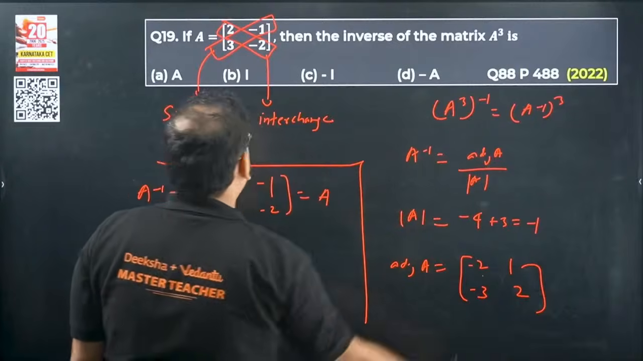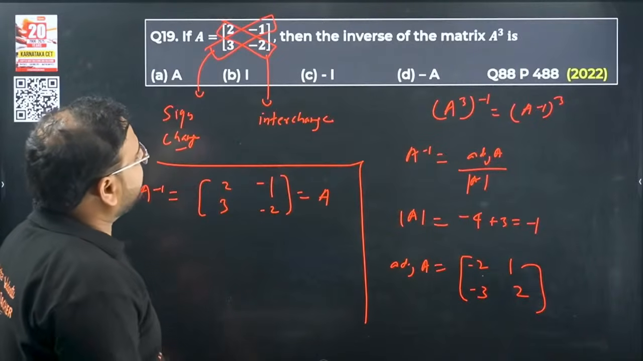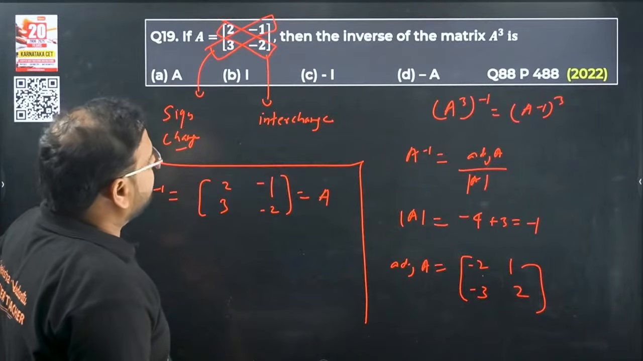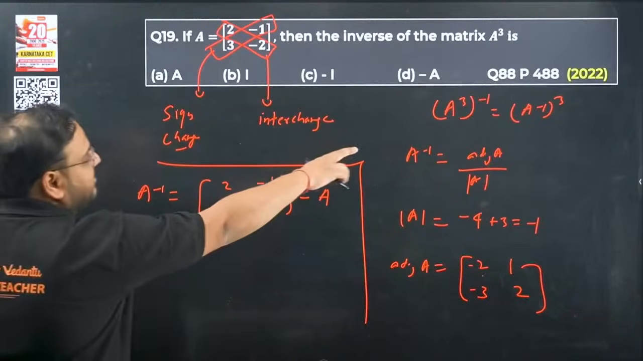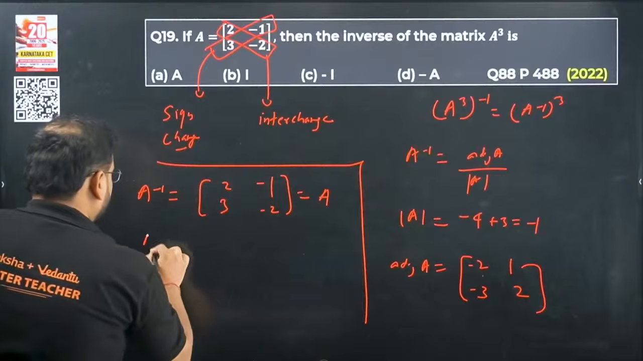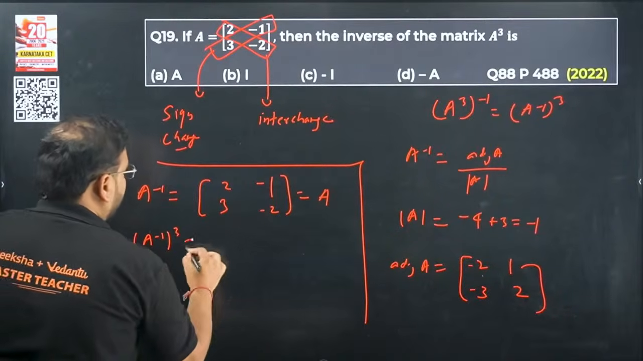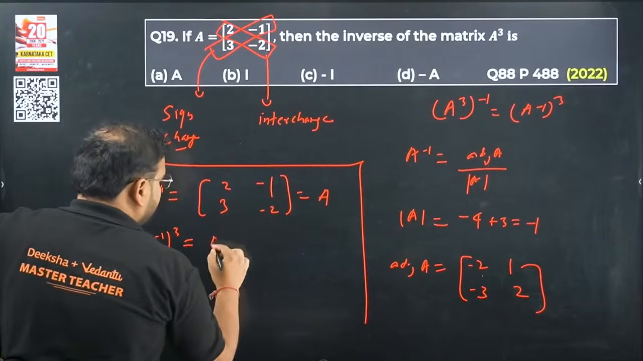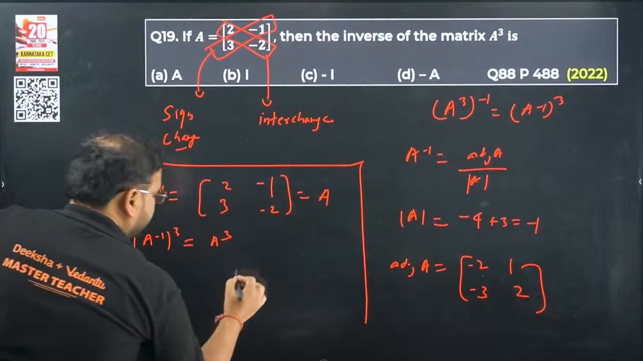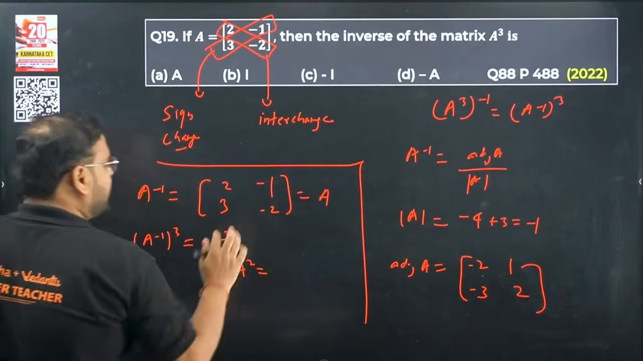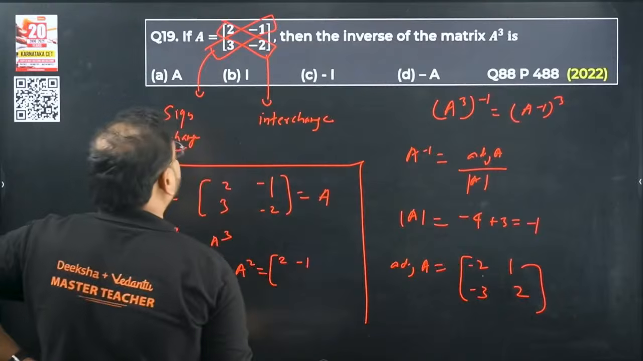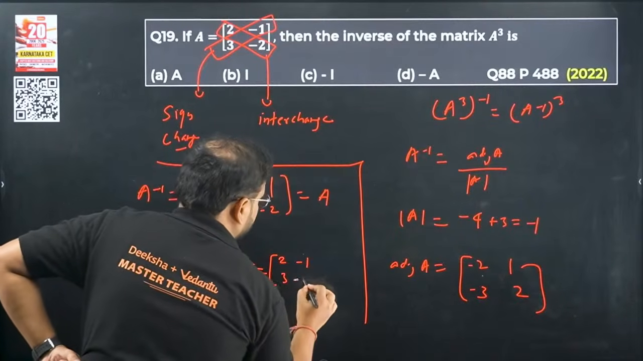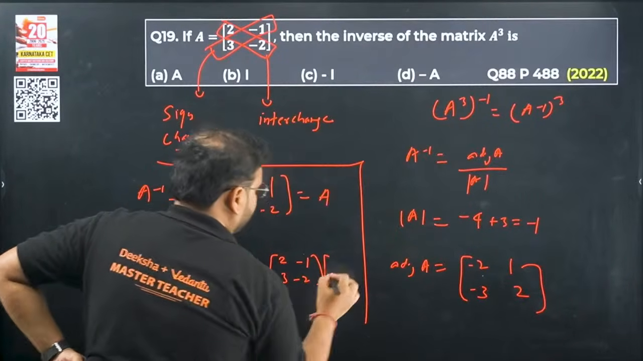So inverse of A cube will be what? Inverse of A cube will be, check here, basically that result. So the inverse of A cube will be your A cube. Now find A square. To find A cube you have to find A square. What is A square from here? You're going to check 2 minus 1, 3 minus 2. Okay, A square you're finding.